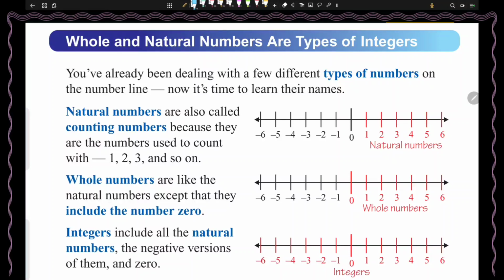Then we have a set of numbers that include the negative versions of natural numbers. So natural numbers start with 1 and go on to infinity. But all those numbers have negative versions: -1, -2, -3, -4, and so on. When we include the negative versions as well as 0 and all the positive numbers, then we call that group of numbers the integers. So that's what integers are. Integers are like whole numbers, except they have negative numbers as well as positive numbers and 0, right?